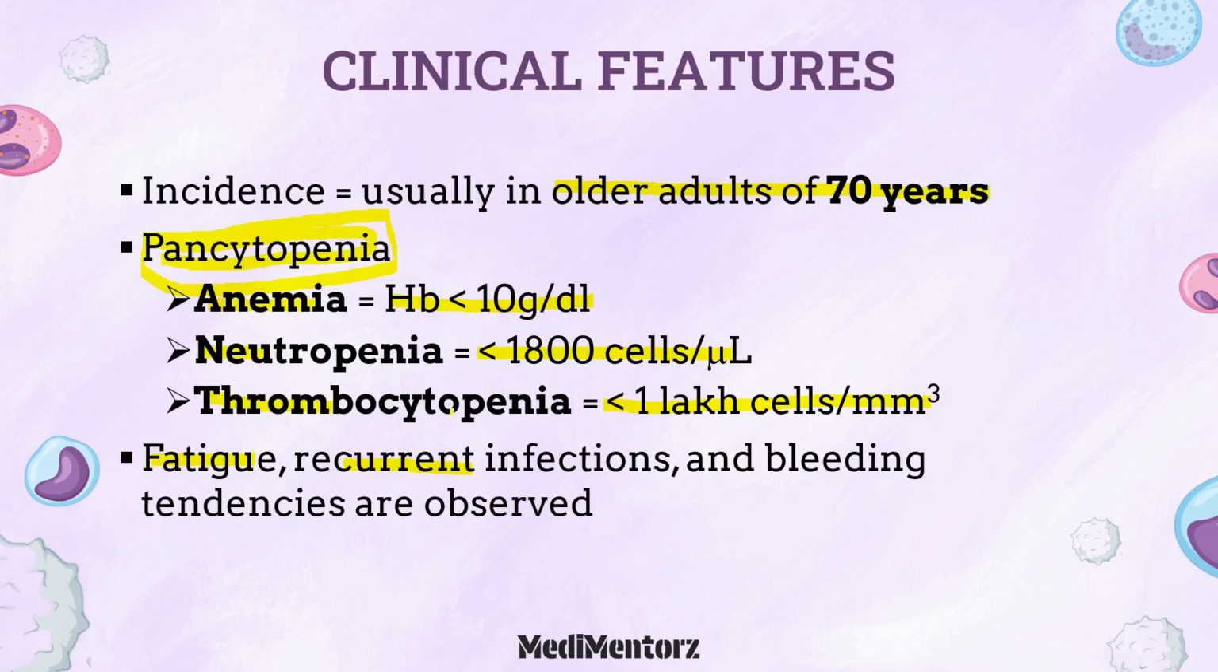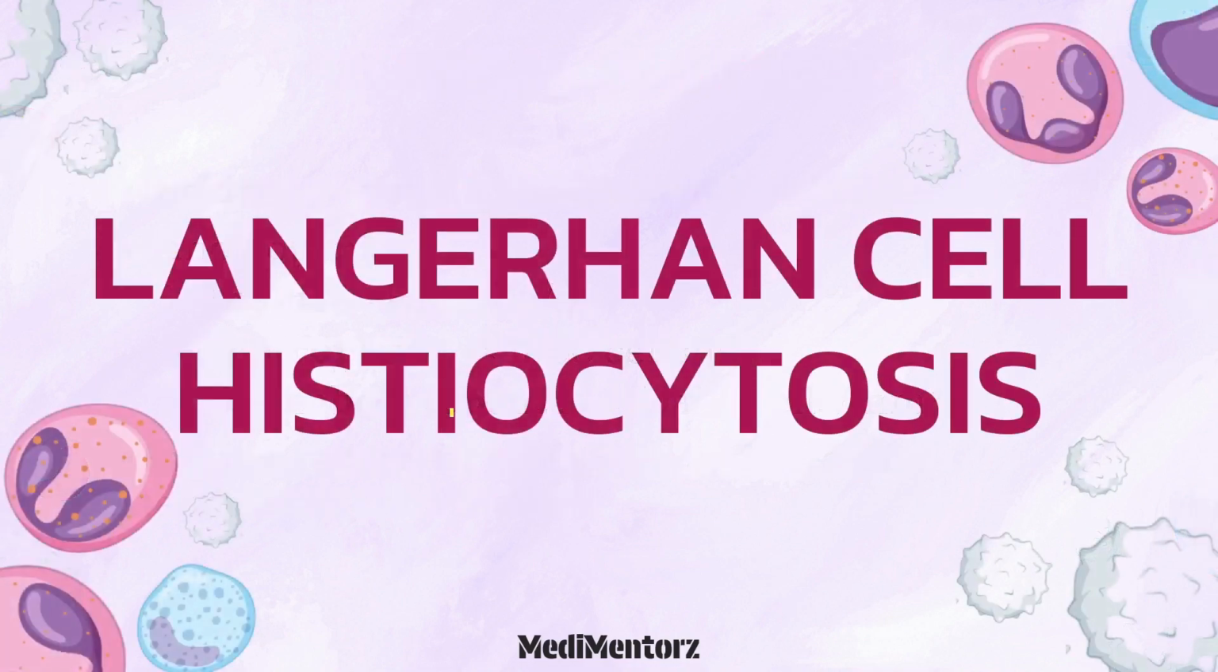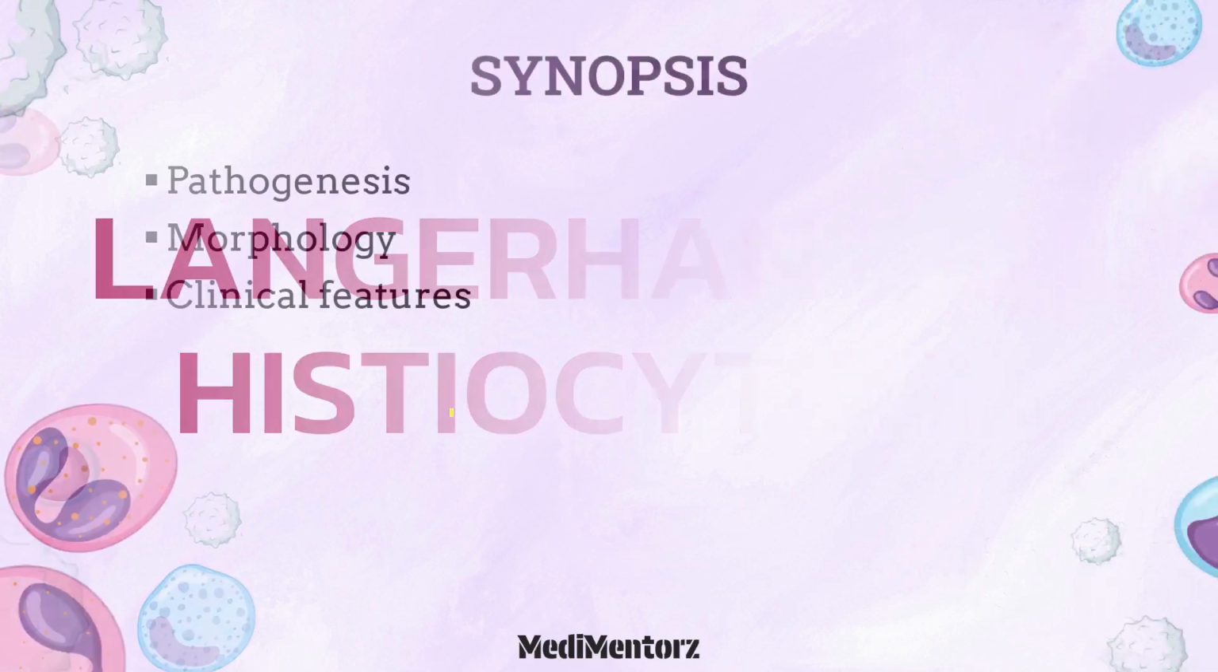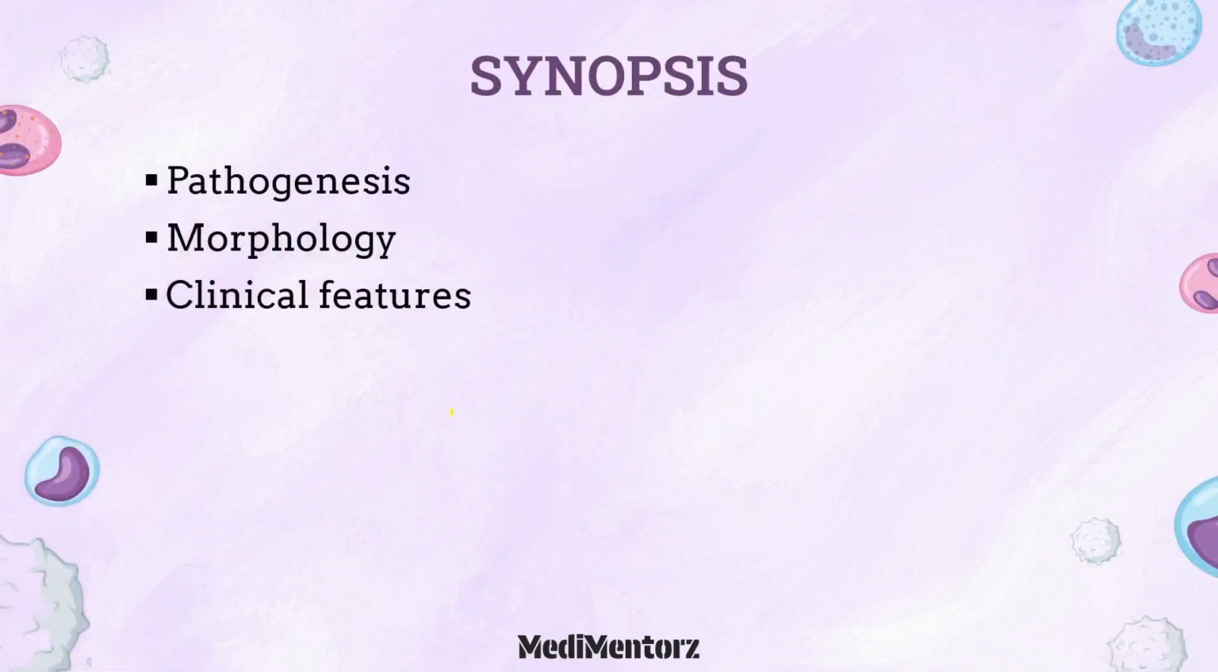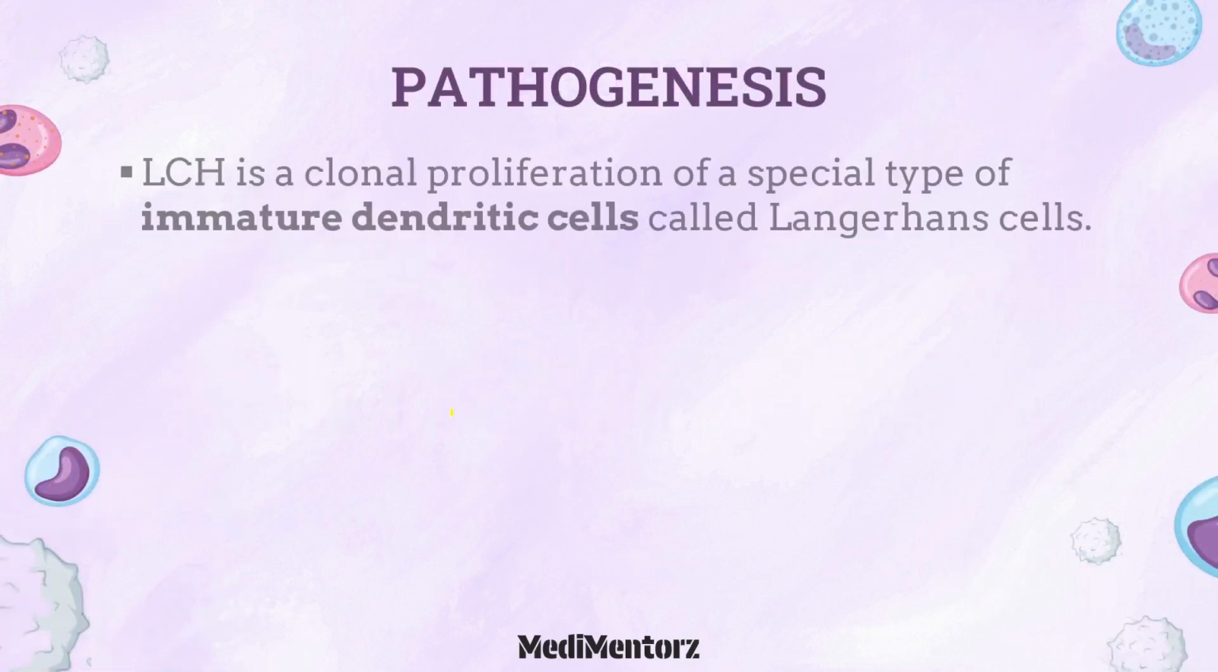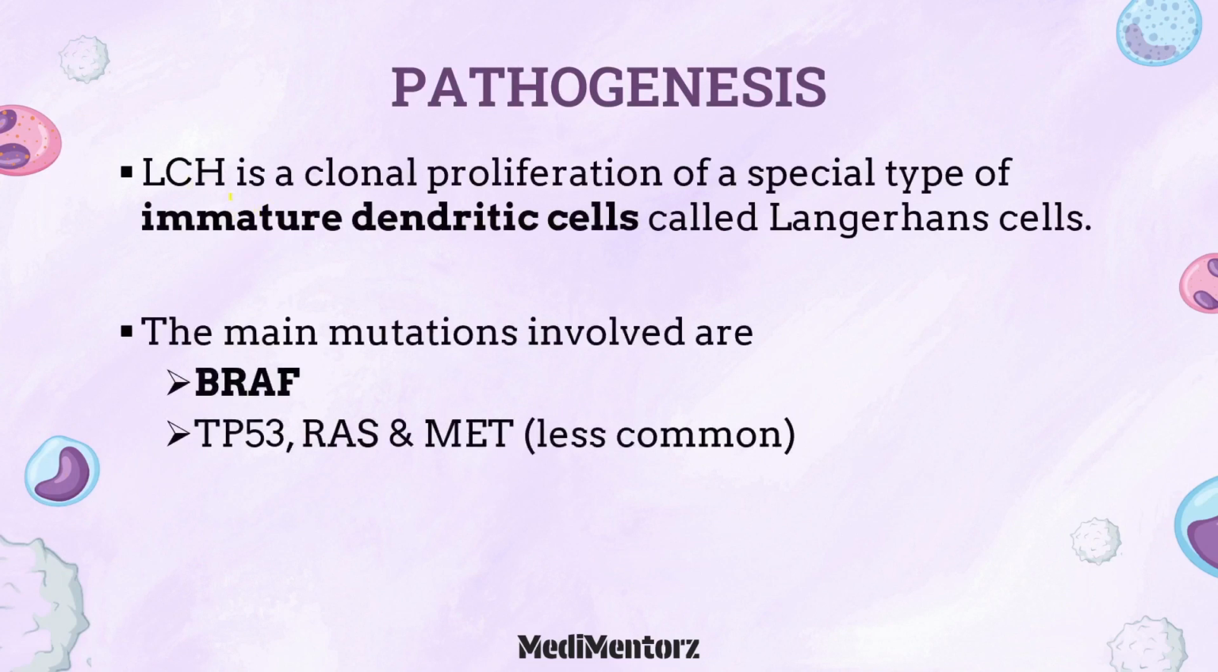Next, moving on to our next topic, Langerhans cell histiocytosis, which I will be discussing under the topics of pathogenesis, morphology, and clinical features. So, Langerhans cell histiocytosis is a clonal proliferation of a special type of cells called immature dendritic cells, which are also called the Langerhans cells.